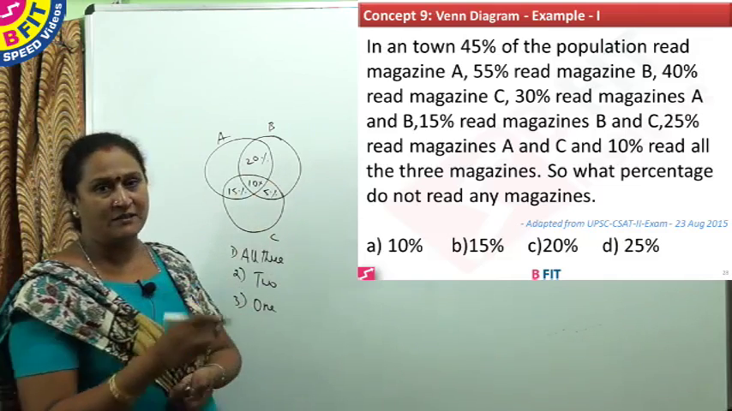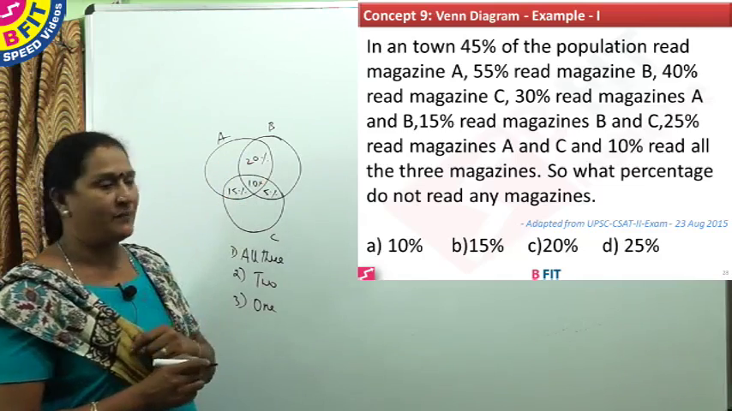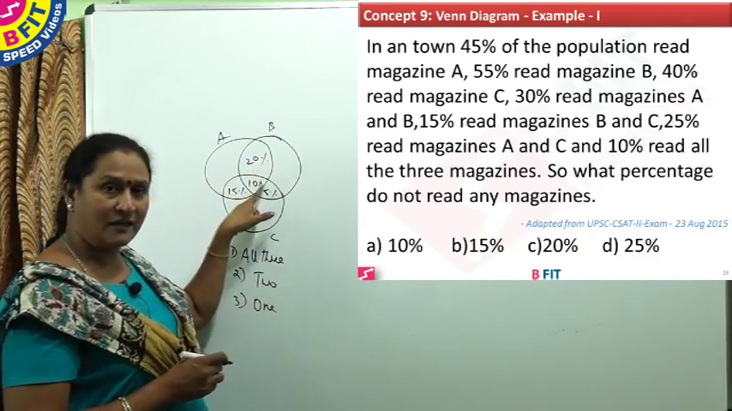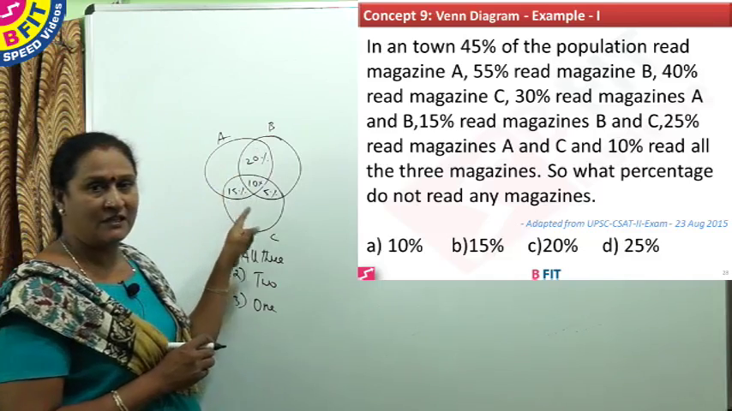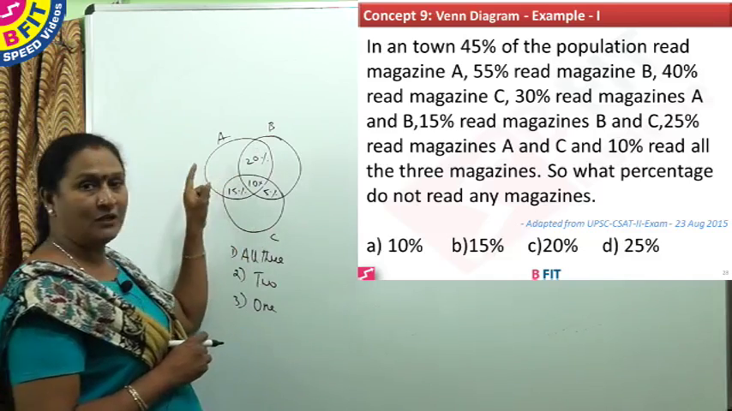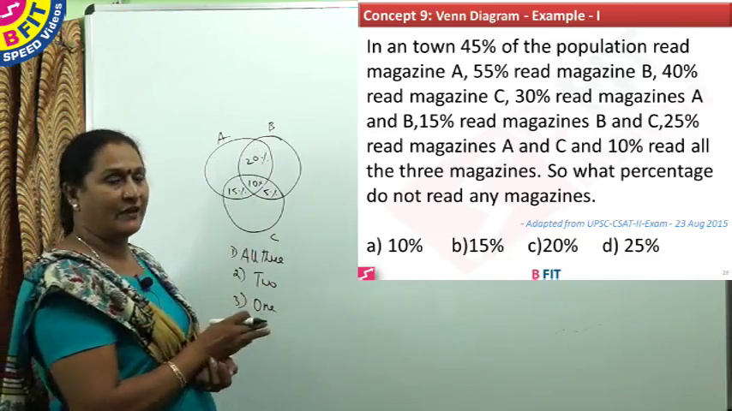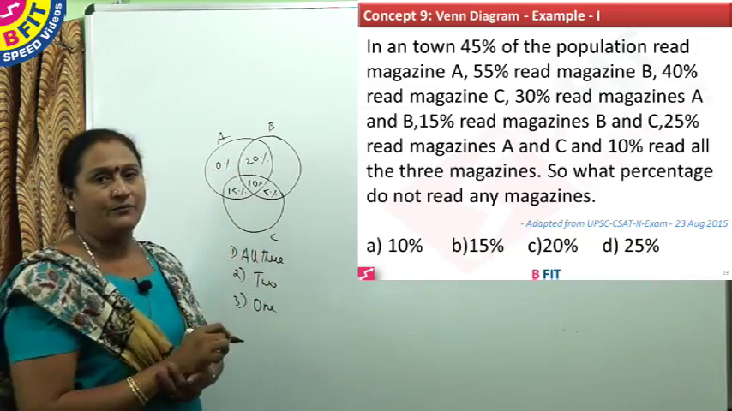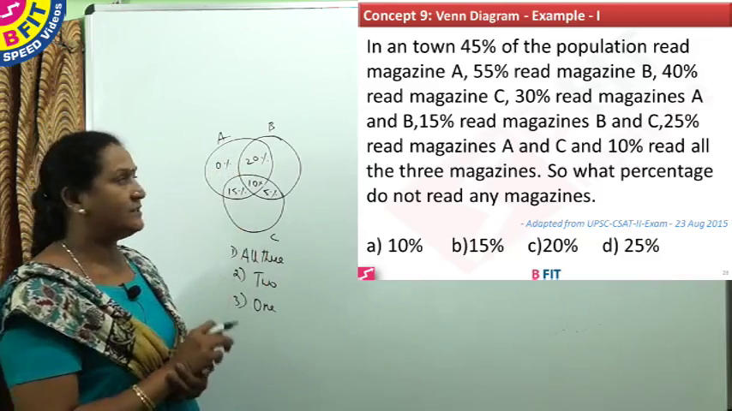45% read magazine A. So in this A circle, we should have 45%. So already we have 20 plus 10, 30, plus 15, 45. So all the 45 are placed here. And what will be the value here? Who read only A? So already we have 45. Who read only A is 0. So it is this part, where who read only A is 0%.